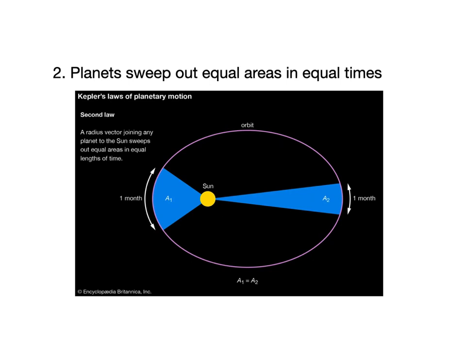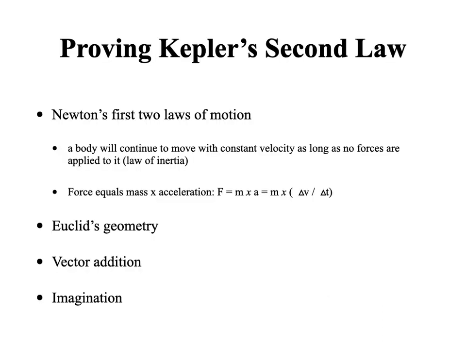We are going to reproduce Newton's thought experiment, which allowed him to prove Kepler's second law. To conduct his thought experiment, Newton relied on his first two laws of motion, namely that a body will continue to move with constant velocity as long as no forces are applied to it. This, of course, is his law of inertia.